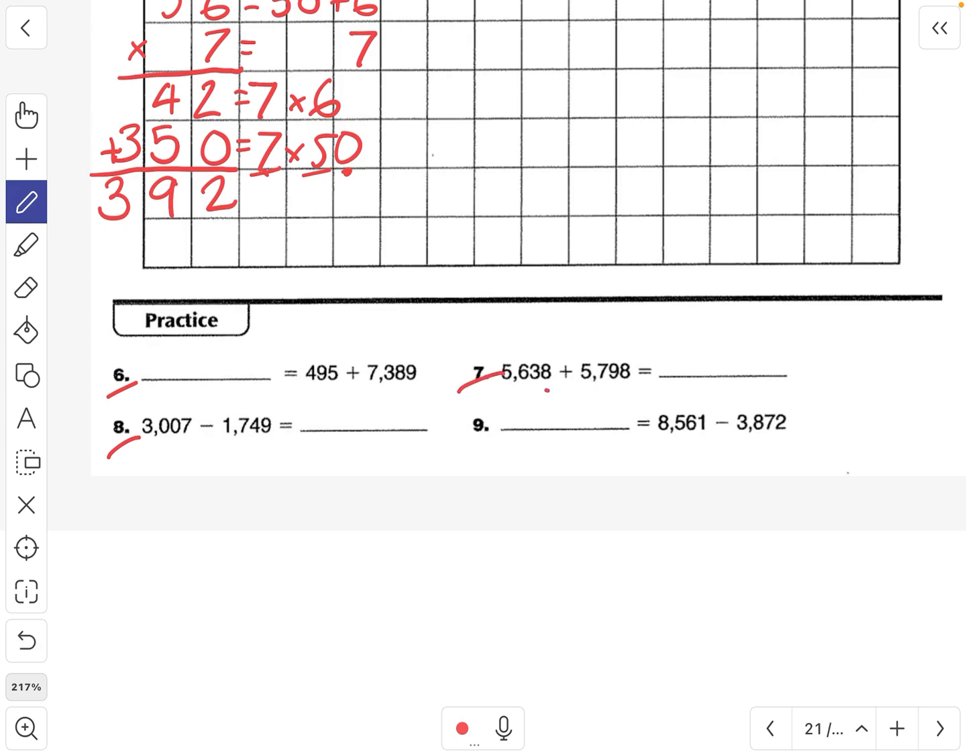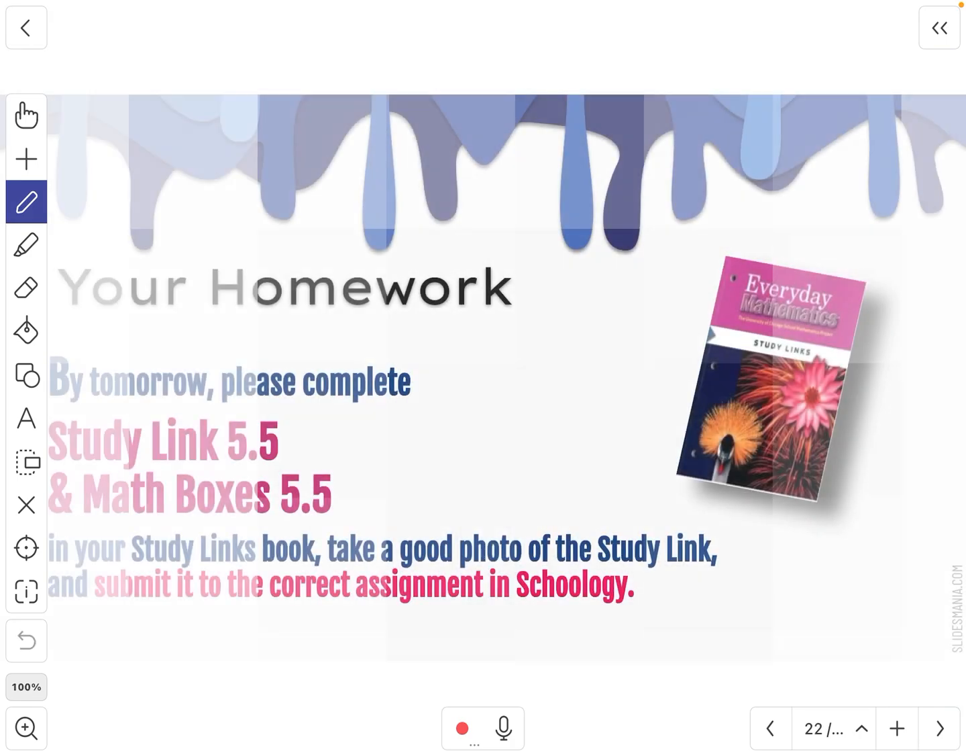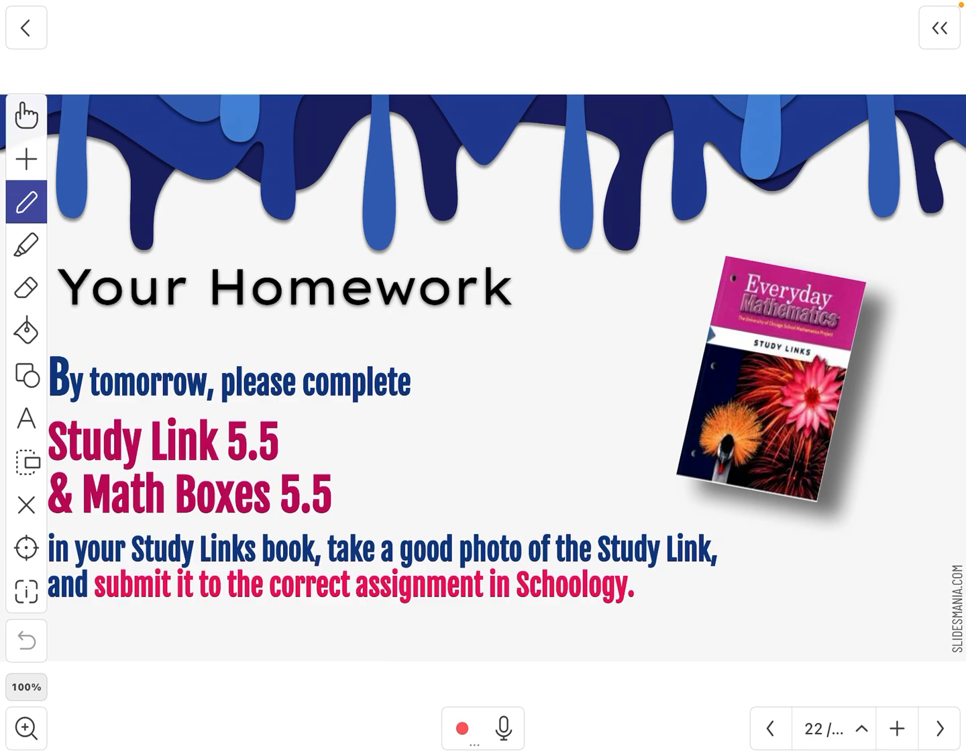Okay, so you got 4 down here, 2 addition, 2 subtraction. Remember, if the bottom is bigger, double arrow. Always check the sign to see if you're adding or subtracting. I want you to do your math boxes because that's always good review. And turn your study link in to Schoology.